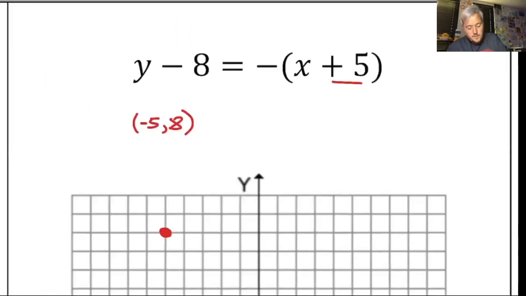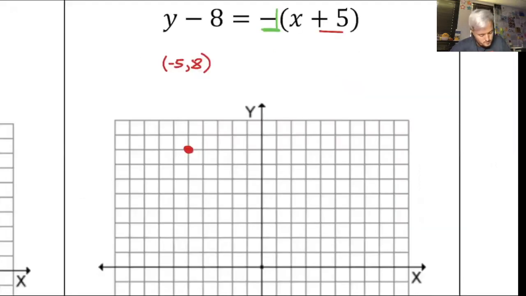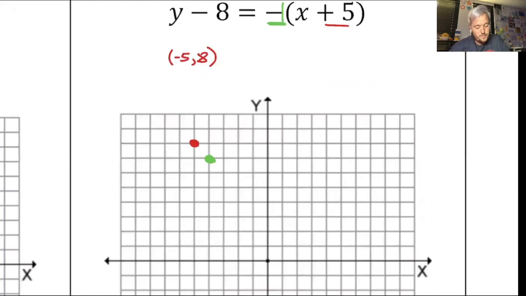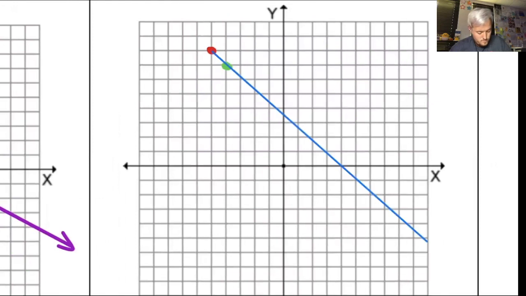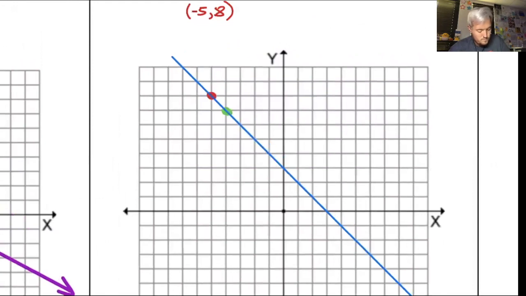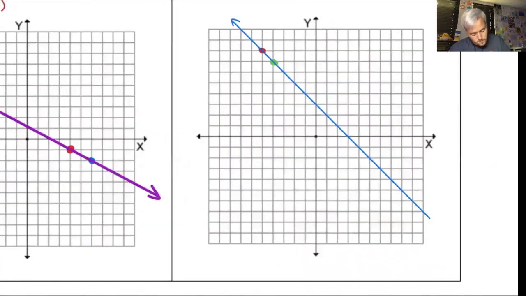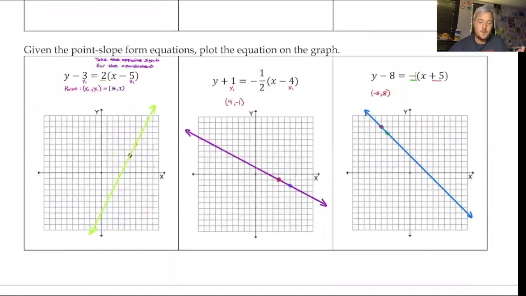And now if you notice, there's no number right here in the very front. So we assume that it's a -1. So I'm going to go down 1 and right 1. So down 1, right 1. So there's my other point. All right, so there's the graph. So the takeaway here: start with the point, then apply the slope. With the point, remember you're taking the opposite signs.